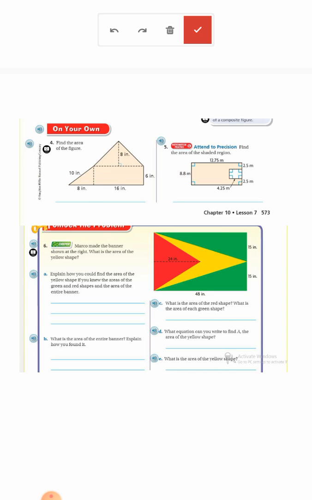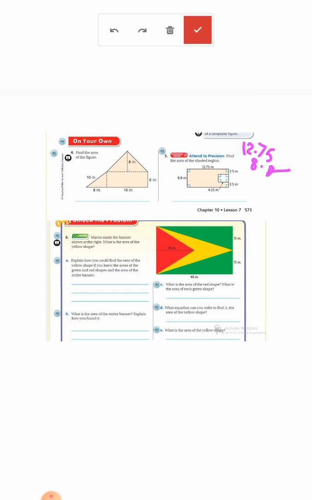Now, finding the area of the shaded region. As you see, we have the big one is a rectangle and the small one is also a rectangle, but we have to subtract them. The big one we are going to multiply 12.75 multiplied by 8.8. Imagine we do not have the decimal point.